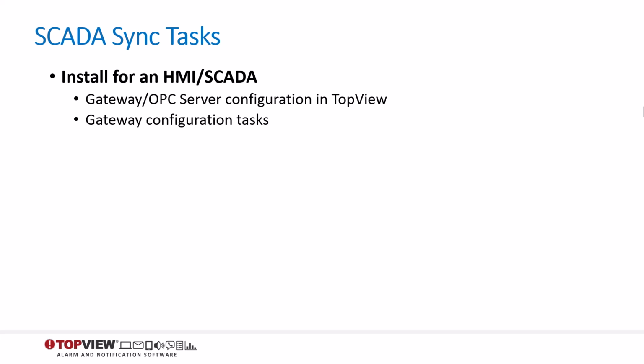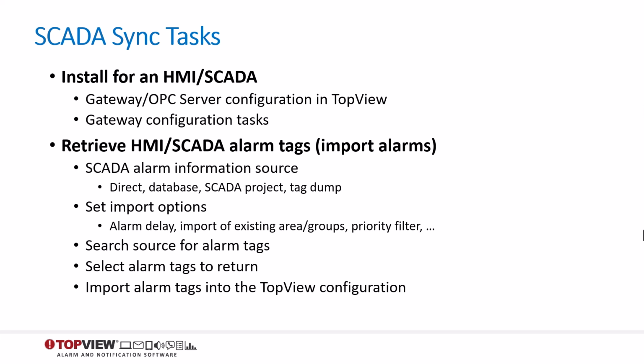The first task for a SCADA Sync user is to configure the gateway. This involves the configuration of the gateway server in TopView, and may, depending on the SCADA, involve configuration steps of the gateway itself. Most users will only perform this step once. Once the gateway is configured, the user can import the alarms from the SCADA into a TopView configuration.